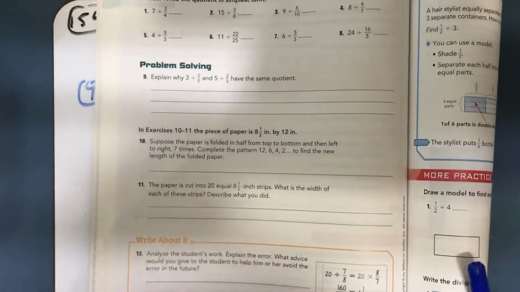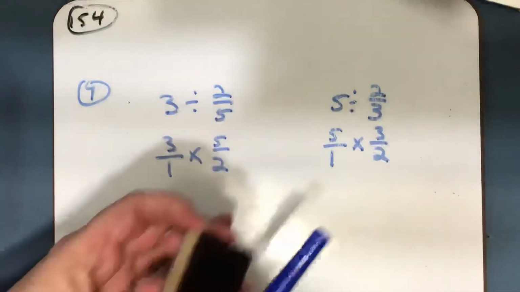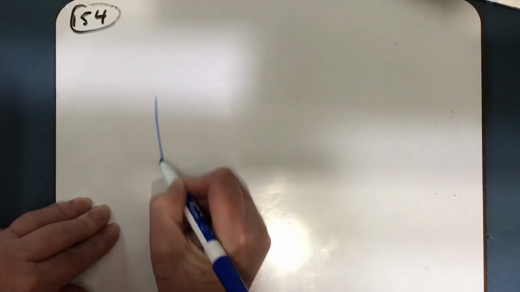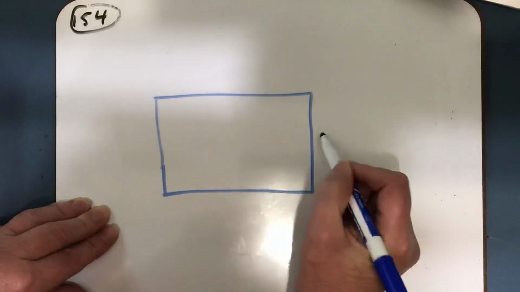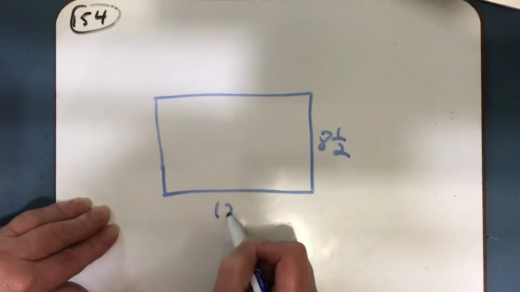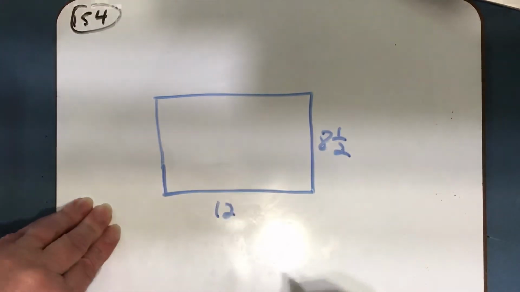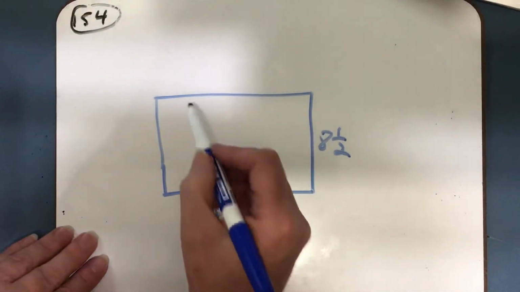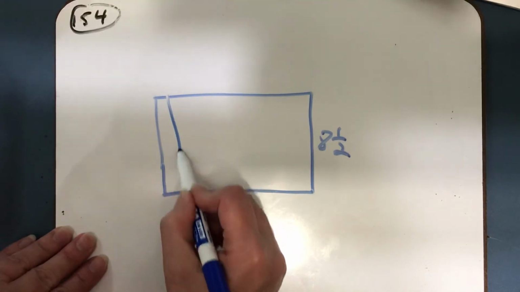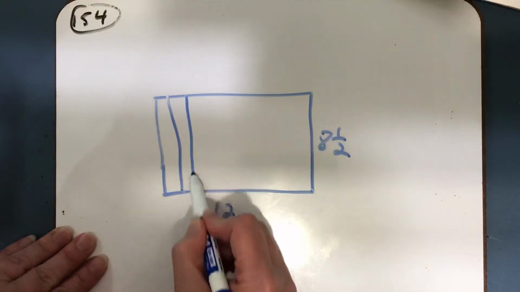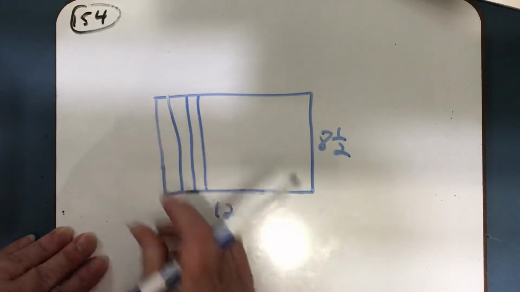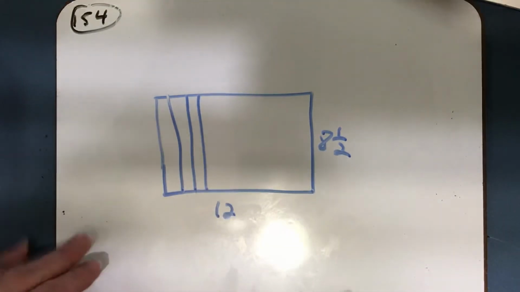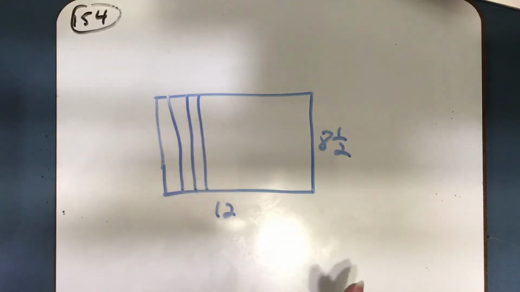Describe what you did. Okay, well, let's think about it. If we have a piece of paper that's 12 inches long, and it's 8.5 inches wide and 12 inches long, and you're cutting it into 20 strips. That means you're going to do 20 strips. Okay? Each of them is going to be 8.5 inches long. They're going to be little skinny strips though. So you want to figure out how wide each one is.